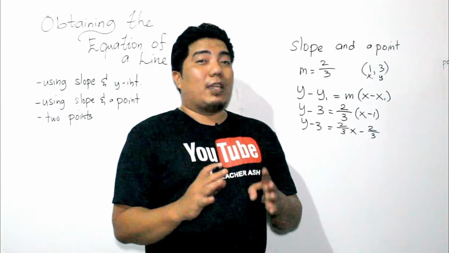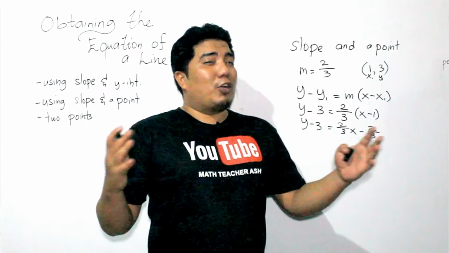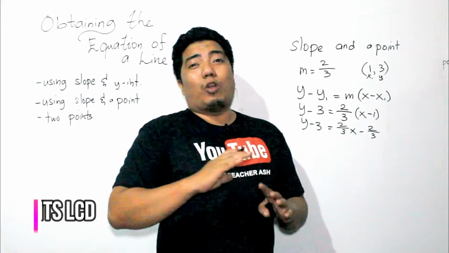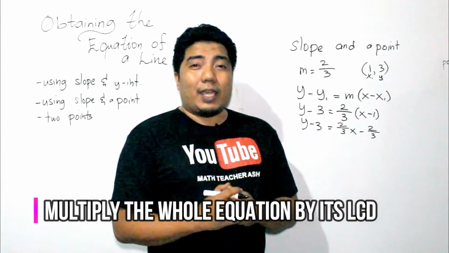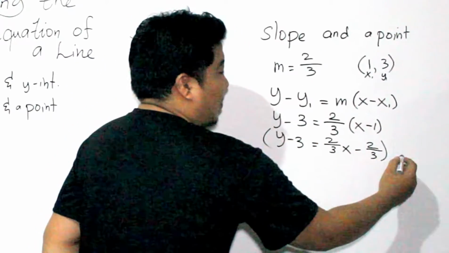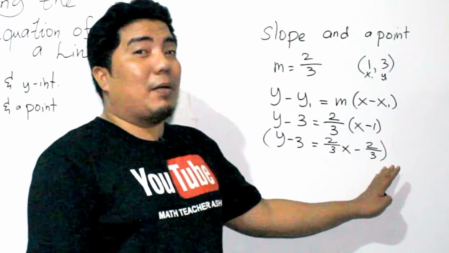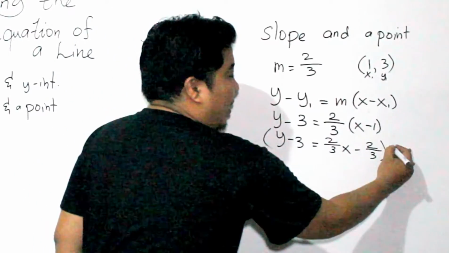If you are encountering equations with fractions, the basic thing to do in order to eliminate the fractions is to multiply the whole equation by its denominator. So, how do we do that? Since we have here fractions, 2/3 and 2/3, the denominator is the same, that is 3.